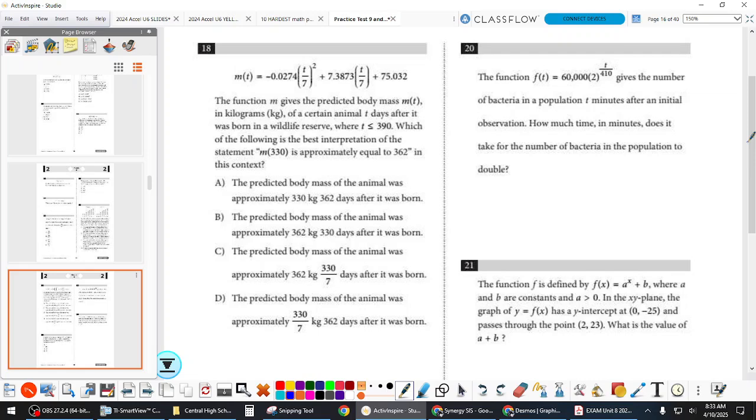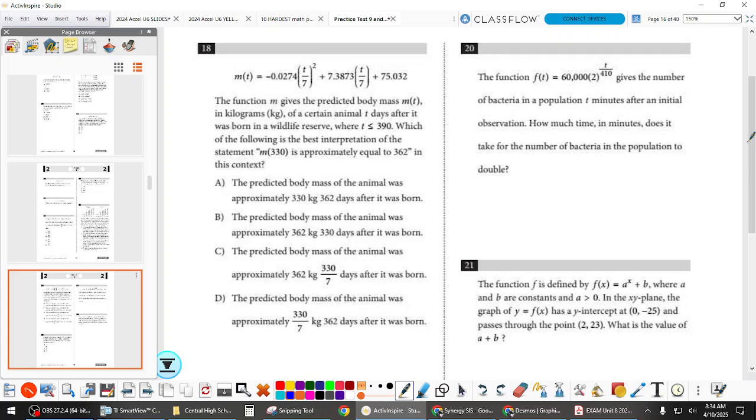What does that tell you? Whatever T is, has to be. But what is T? Oh, the days. Yeah, so we're up to like a year and a tenth or so, right? Which of the following is the best interpretation of the statement? How would you say that? M of 330. Good. So, what is it asking?